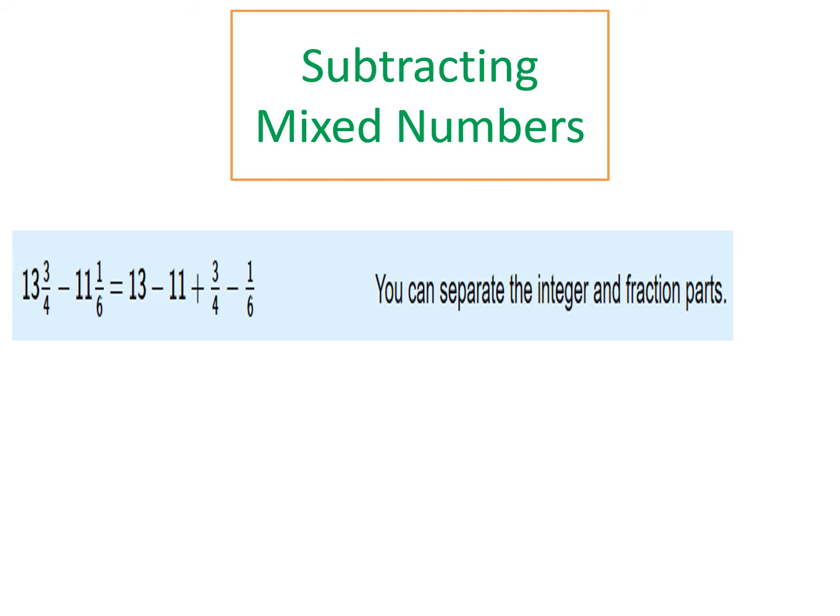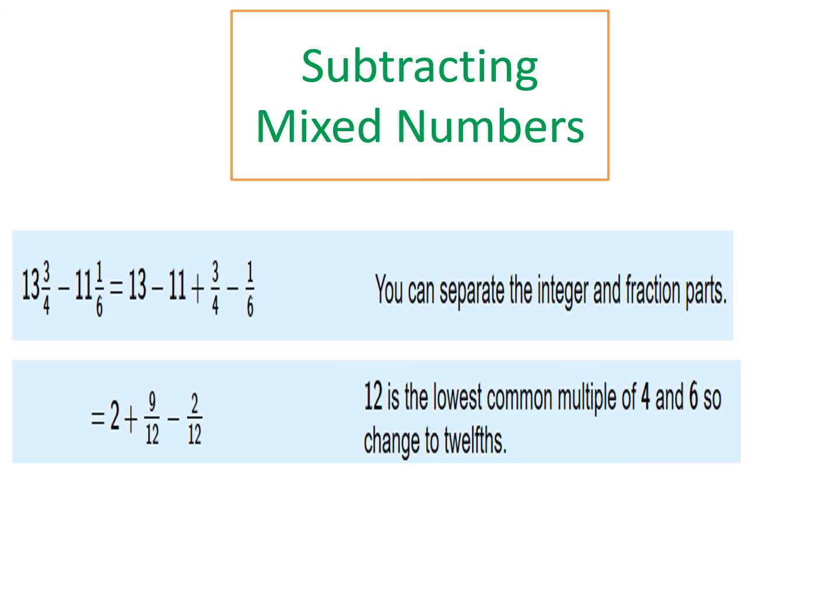Now to do this, since we don't have any problem, 3 over 4 is greater than 1 over 6, I can work normally. I can subtract the whole numbers first. 13 minus 11 is 2. And then 3 over 4 minus 1 over 6, I will search for the lowest common multiple, which is 12, instead of taking 24, and then we would do a lot of simplifications at the end.